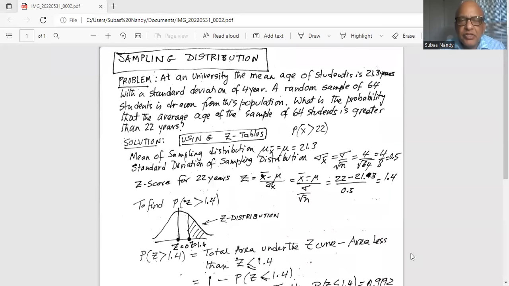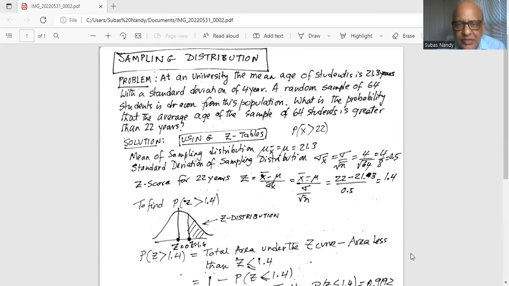I'll share my computer screen with you. So this is a problem in sampling distribution, which is the probability distribution of sample means. So here is the problem. At a university, the mean age of students is 21.3 years with a standard deviation of 4 years. A random sample of 64 students is drawn from this population. What is the probability that the average age of the sample of 64 students is greater than 22 years?